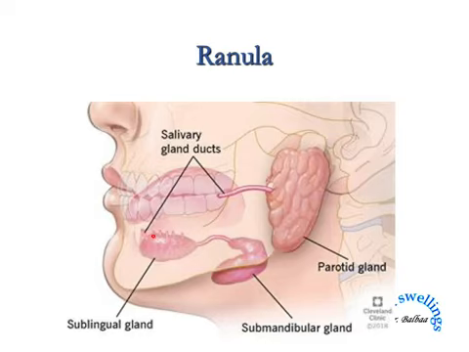If one of these ducts has been obstructed, the secretions that should be poured into the mouth will be retained. If they are ruptured, they will form a mucus-filled swelling that will be presenting in the floor of the mouth, and this is called ranula.